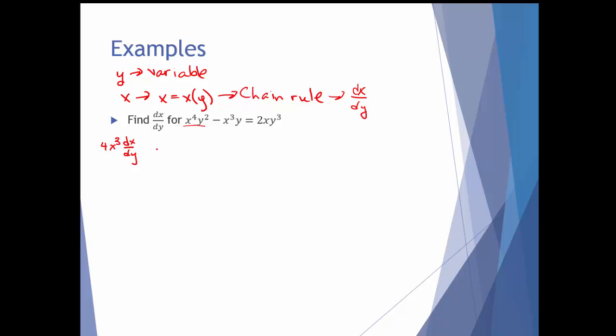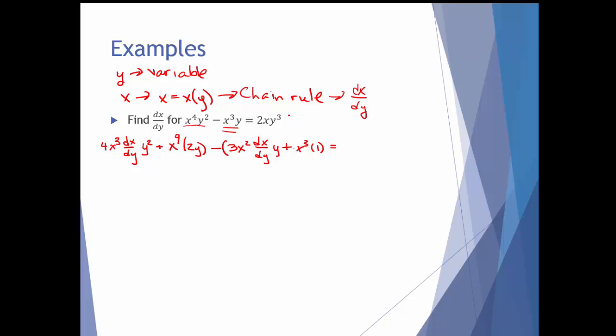So that's the derivative of x to the fourth times y squared plus x to the fourth times the derivative of y squared with respect to y. Well, that's just 2y. So that's our first product rule. Let's take a look at the next one. Notice there's a subtraction sign in front of it, so I'm going to open up a set of parentheses. The derivative of x cubed with respect to y is going to be 3x squared dx dy times y plus x cubed times the derivative of y with respect to y, which is just 1.